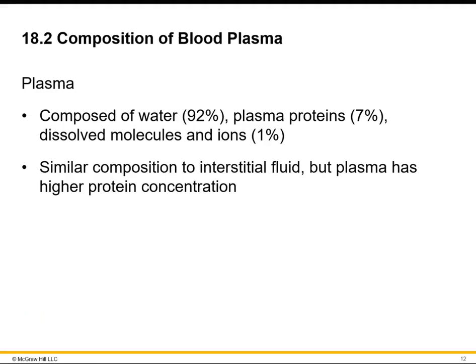All right, plasma, we mentioned, is mostly composed of water. And then it's got a bunch of different plasma proteins in it, and dissolved molecules and ions and gases. It's similar in composition to interstitial fluid, so that's going to be the fluid that surrounds the cells in our tissues and organs, okay? But plasma has a higher protein concentration than interstitial fluid, and you'll see this has the effect of being able to draw interstitial fluid into the blood vessels.